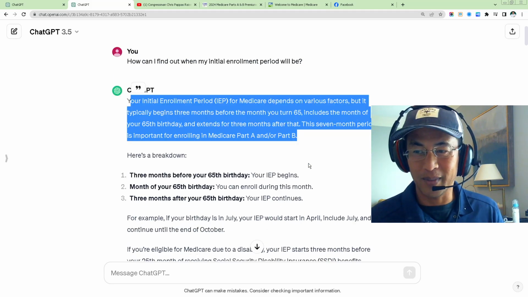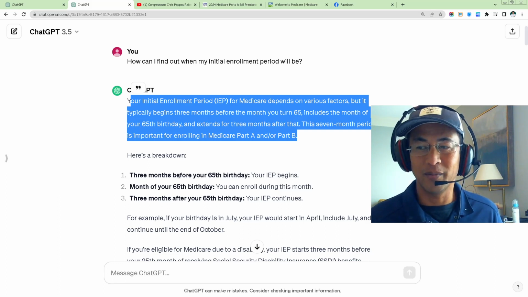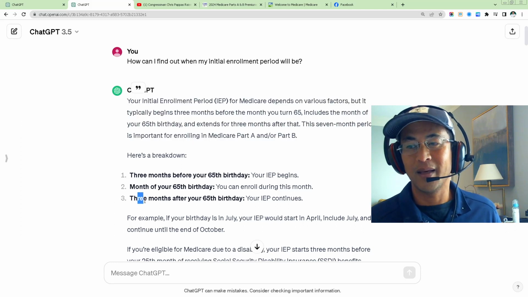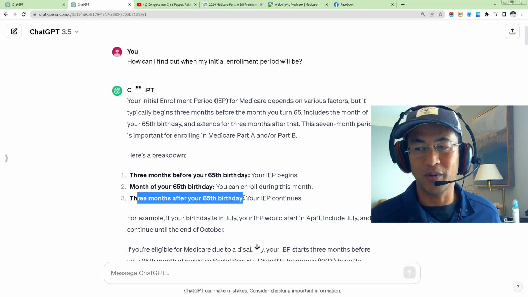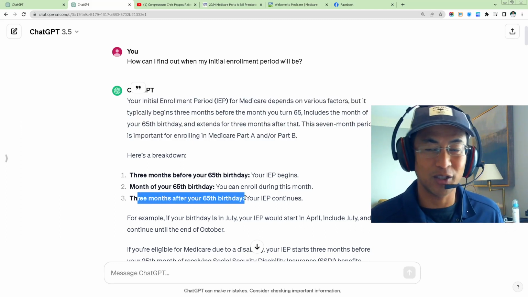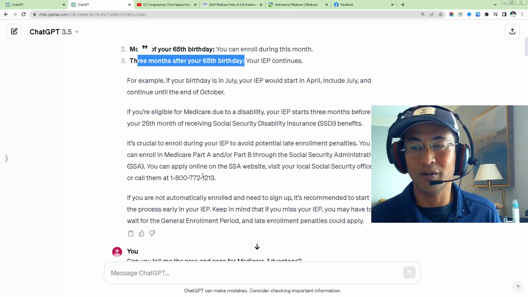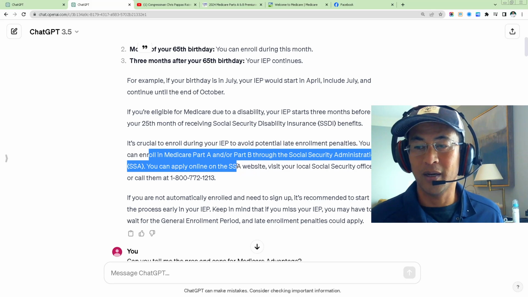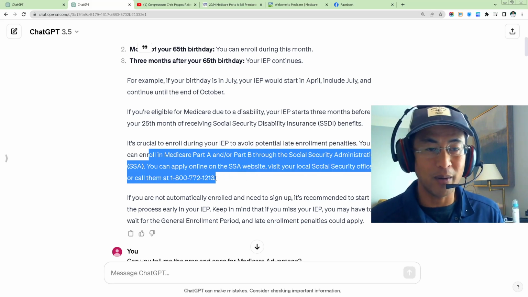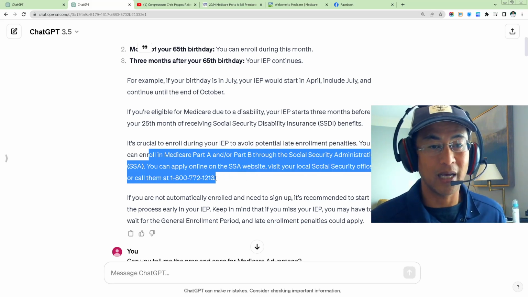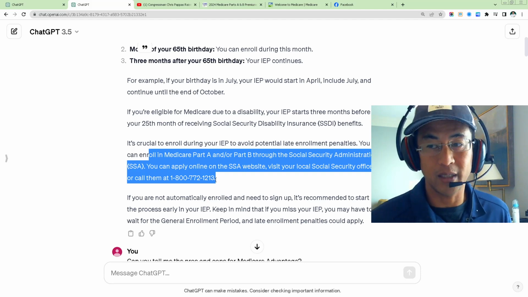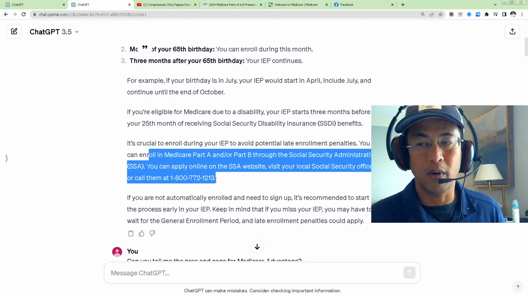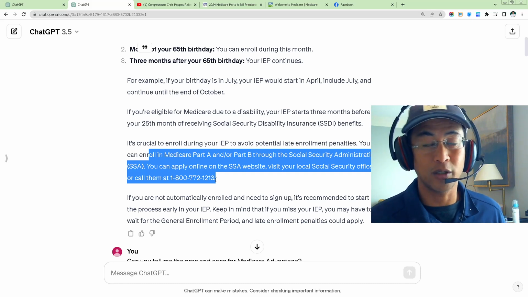It tells me, the first 3 months before my 65th birth month, the month of my 65th birth month, the 3 months after my 65th birth month. That is known as IEP, initial enrollment period. And it even goes on to give me the Social Security Administration information and phone number to call to speak with a live person about enrolling into Medicare. You can't do it over the phone because that is a security risk.